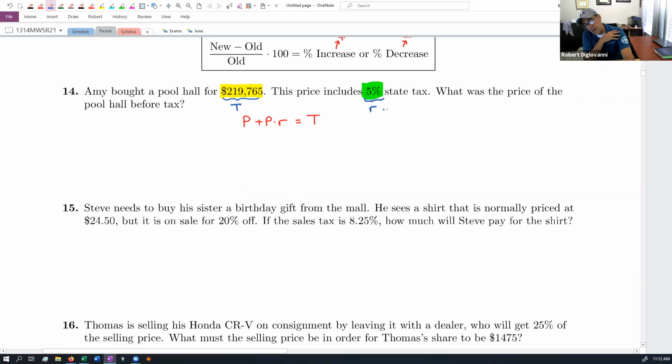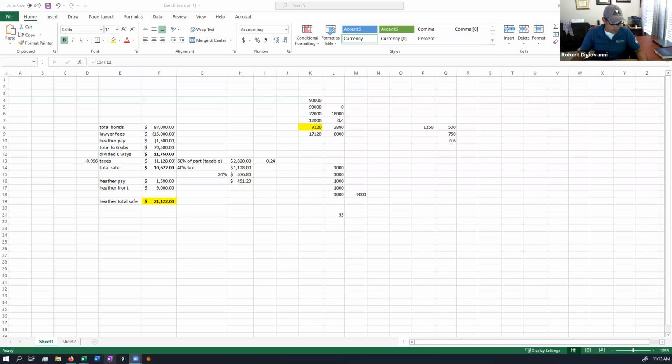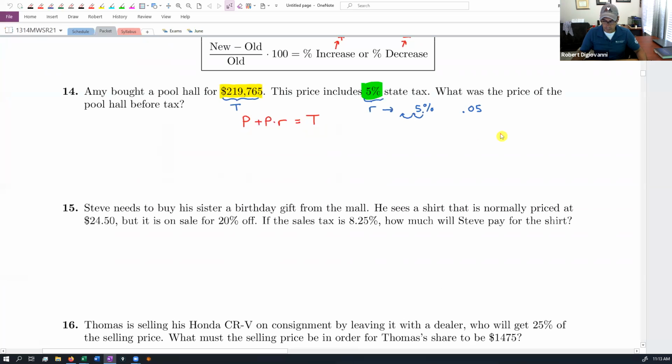Now, we do need to convert that into a decimal. So converting percentages into decimals, you take the percentage, you see where the decimal point is, and you move it 2 places to the left. So we get 0.05. I don't know why for some reason my writing is really weird today. Let me try this again. Okay. So R is equal to 0.05.